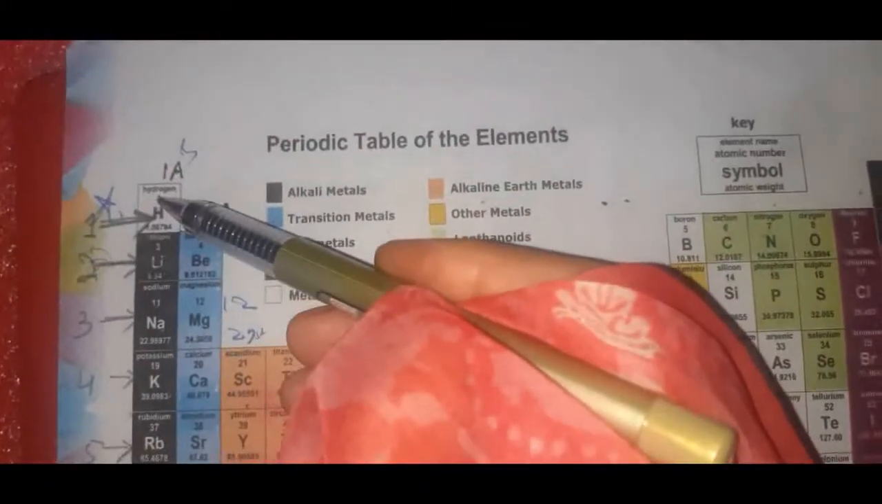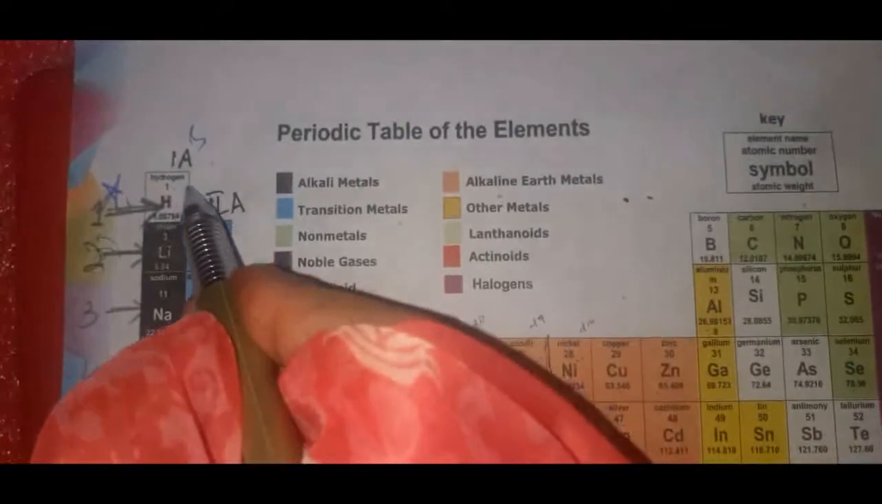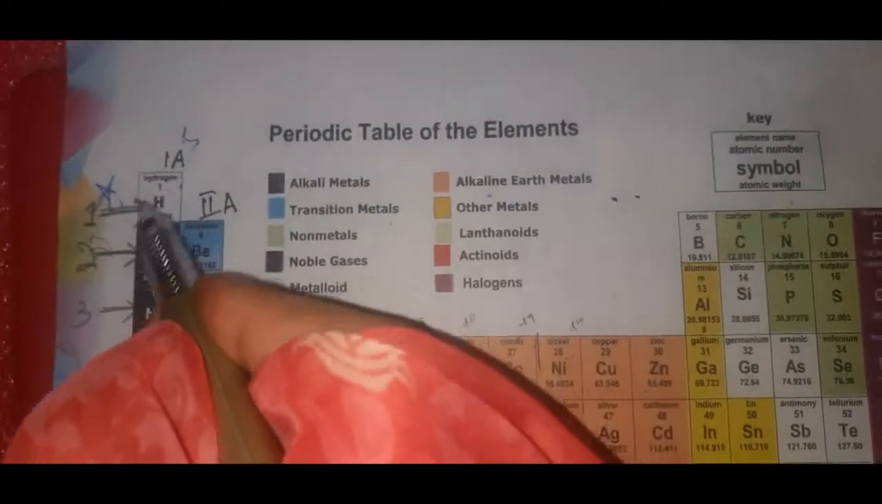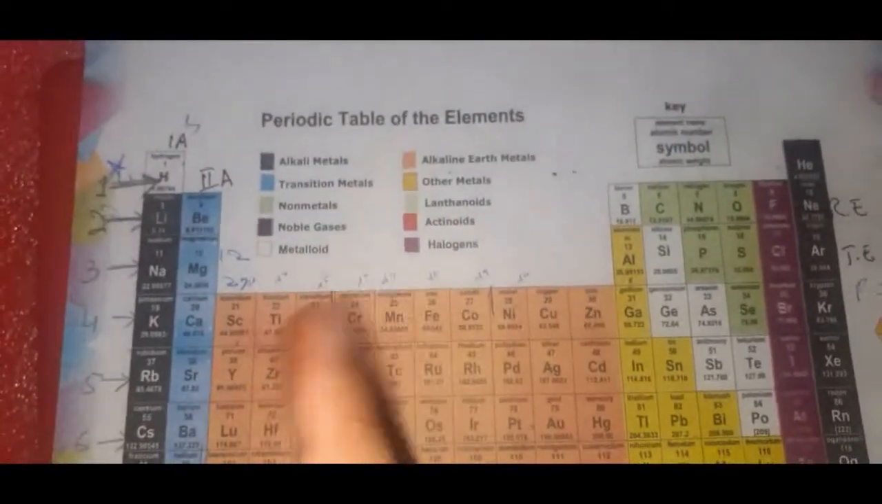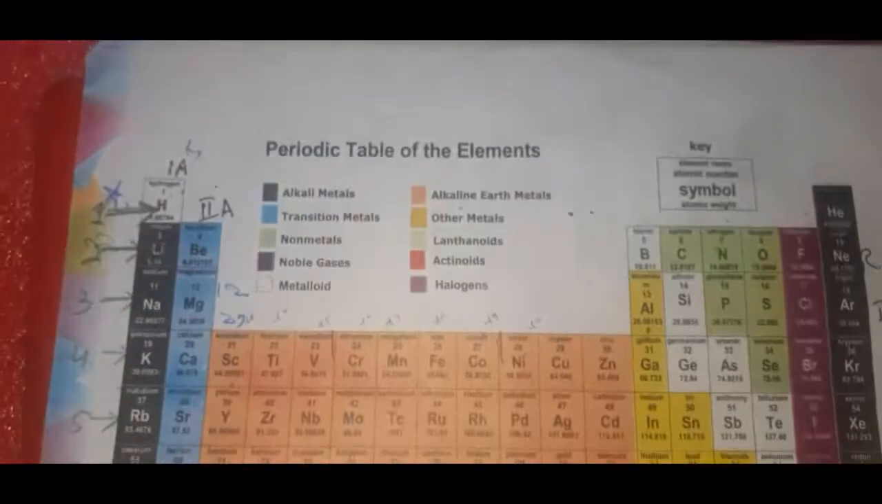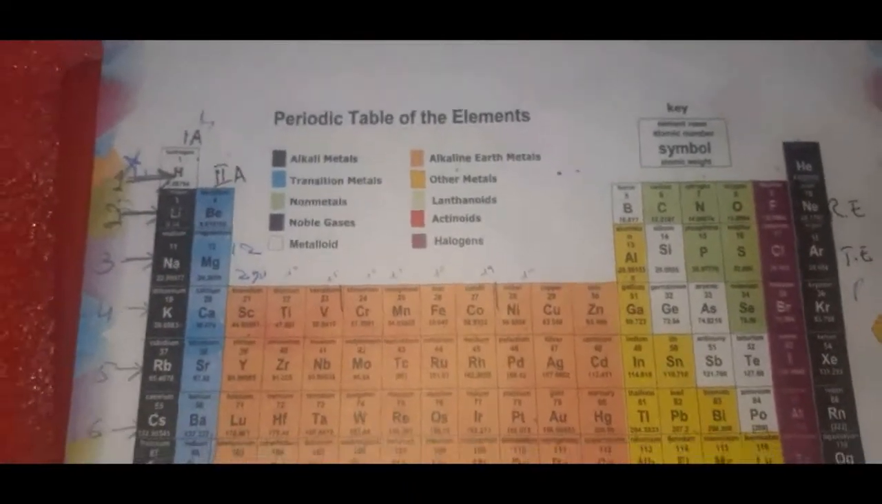If you remember what I said, the first group, group 1A, means that it will have how many electrons in the valence shell? 1 electron in the valence shell. So the outermost electrons of all these elements will be how many? Only 1. Whereas group 2A will have how many outermost electrons? 2 outermost electrons.